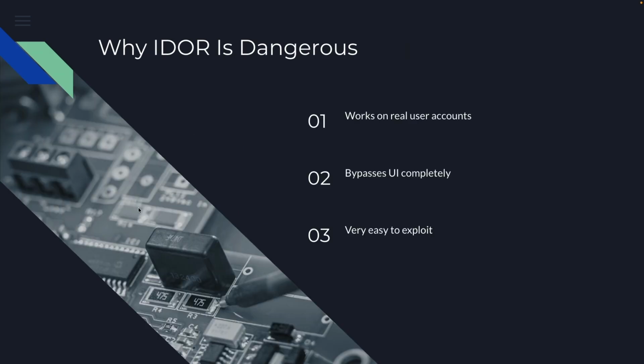Now, why is insecure direct object reference dangerous? As you can see, it works on any real user account. It does not require advanced hacking tools or techniques. If someone can make an API request, they can exploit an insecure direct object reference. And as you see, it's very easy to exploit. In the request, you just add the user ID. Of course, the user ID has to be valid. The UI does not matter. Attackers can talk directly to your backend.